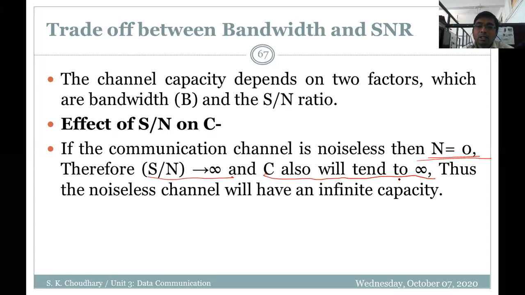That means the noiseless channel will have an infinite capacity. So a noiseless channel always has infinite capacity. That is actually the ideal case. Practically, it is not possible. But when we are considering noiseless channels, you have to remember your capacity becomes infinite because noise power is 0. So this is a very good question from an objective point of view also, an MCQ.